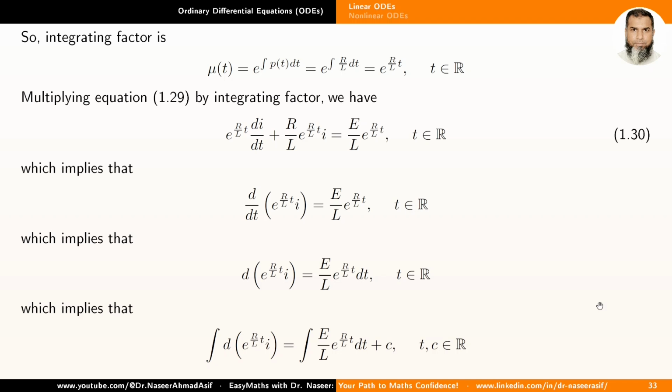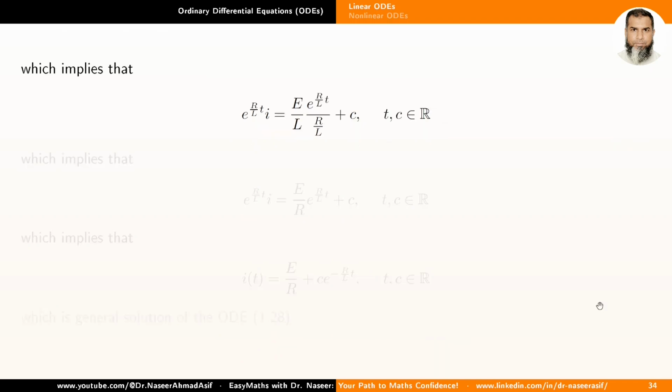Taking integral, we have integral of d of exponential R over L into t into I is equal to integral of E over L exponential R over L into t dt plus c, where t belongs to R and c is the arbitrary constant. So we have exponential R over L into t into I is equal to E over L exponential of R over L into t over R over L plus c, where t belongs to R and c is the arbitrary constant. So we have exponential R over L into t into I is equal to E over R exponential R over L into t plus c, where t belongs to R and c is the arbitrary constant.